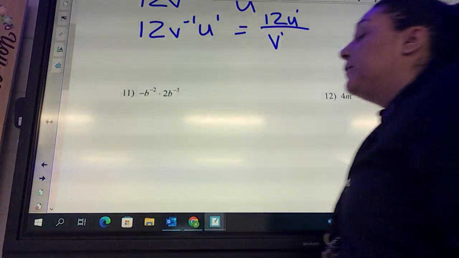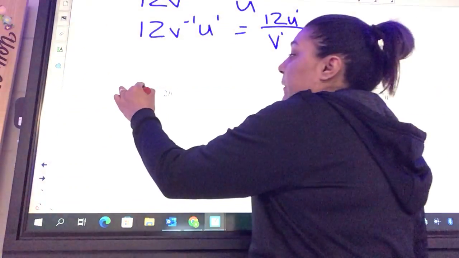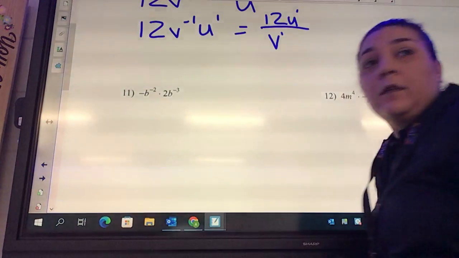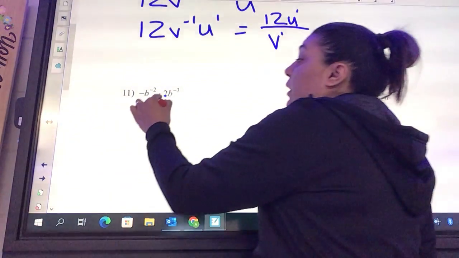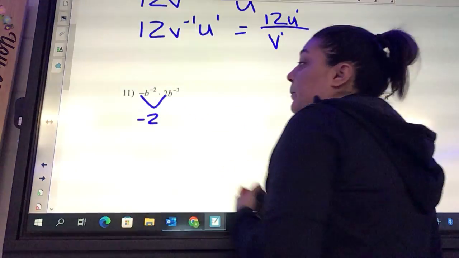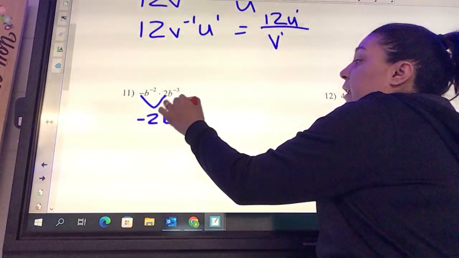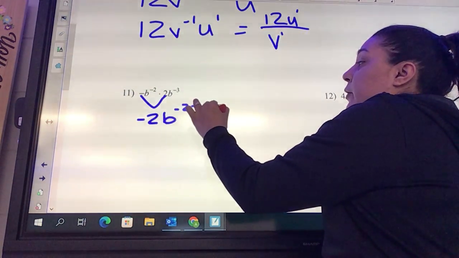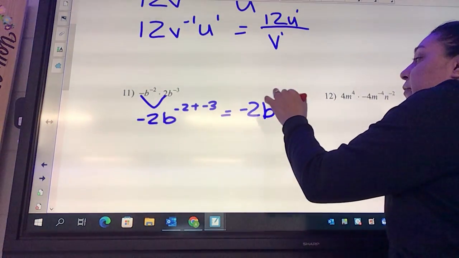Okay, 11. We're gonna, what kind of rule is this? Multiplication rule. So you're gonna multiply the bigs, and what are you multiplying? 2 and what? Negative 1. Okay, so we're gonna get negative 2 for that part, and then we're gonna get B to the negative 2 plus negative 3. Yeah, so you're gonna get B to the negative 5.